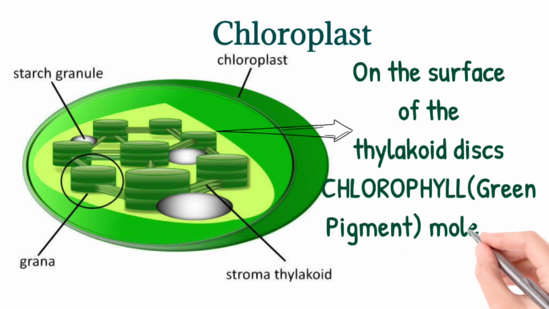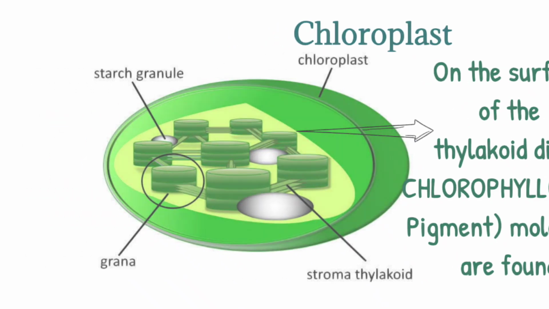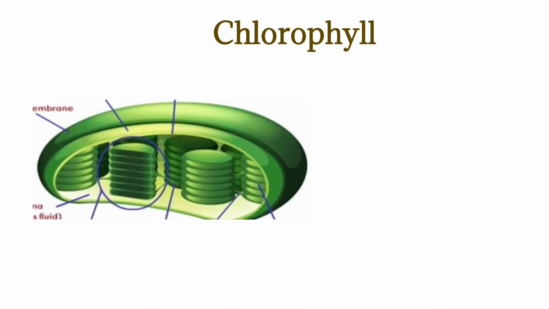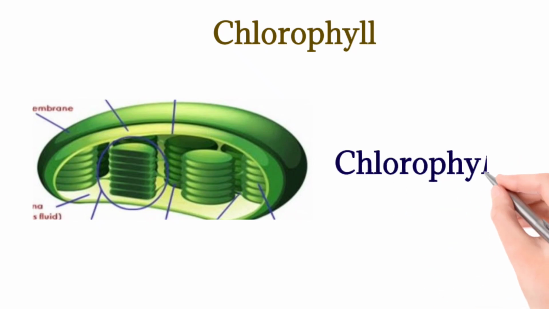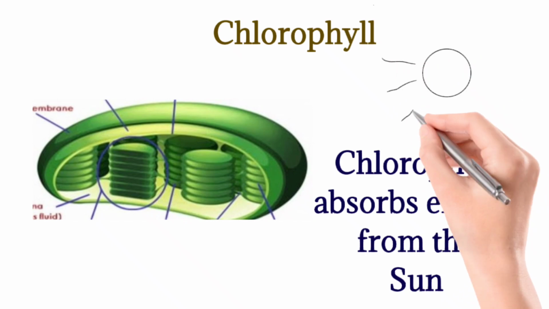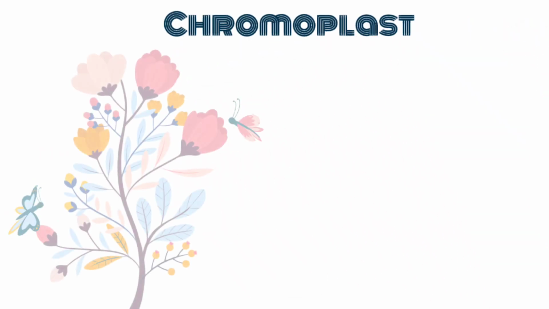On the surface of a thylakoid disc, chlorophyll or green pigment molecules are present. Now, this green pigment is known as chlorophyll. Chlorophyll absorbs energy that comes from the sun. So the chlorophyll is the major site for the photosynthesis. It traps the sunlight for the photosynthesis.